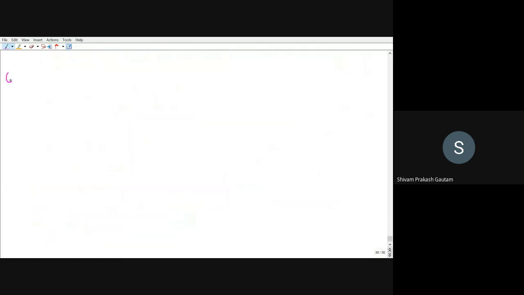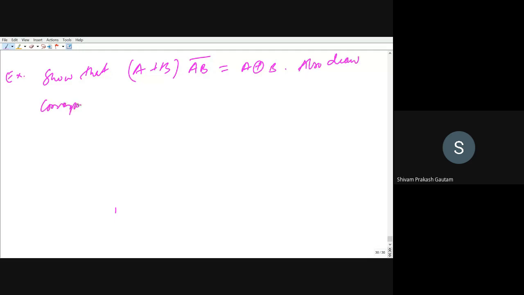Show that (A plus B) multiplied by (AB)' will be equal to A XOR B, and also draw the corresponding logic diagram. So this is the expression that you have to prove, right?